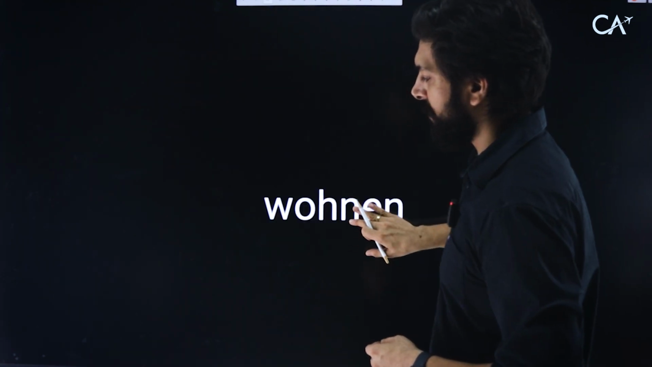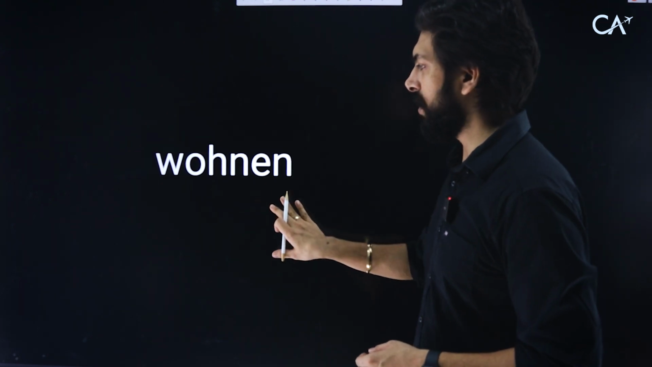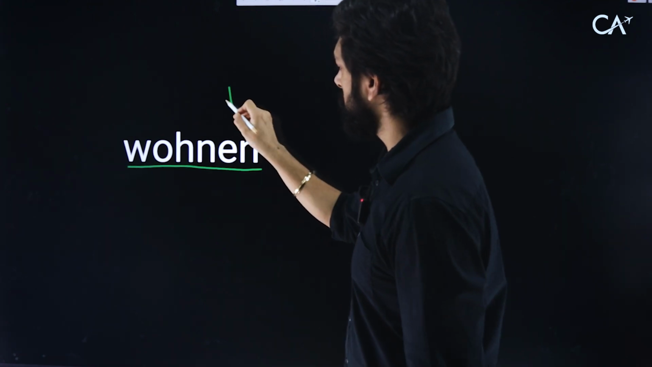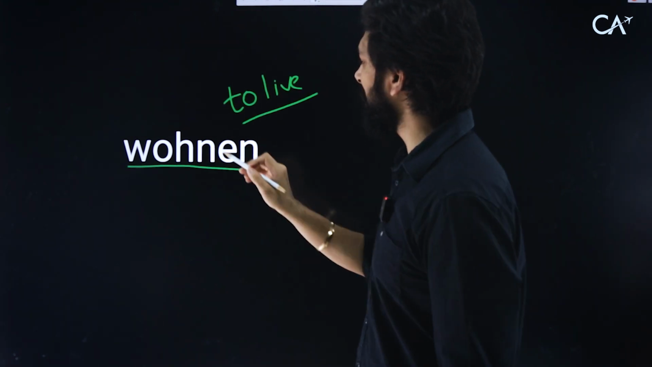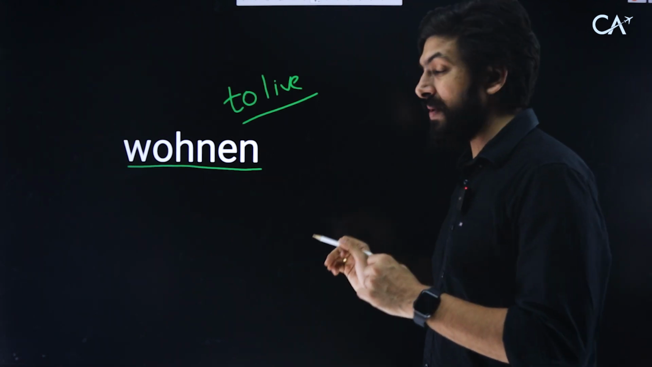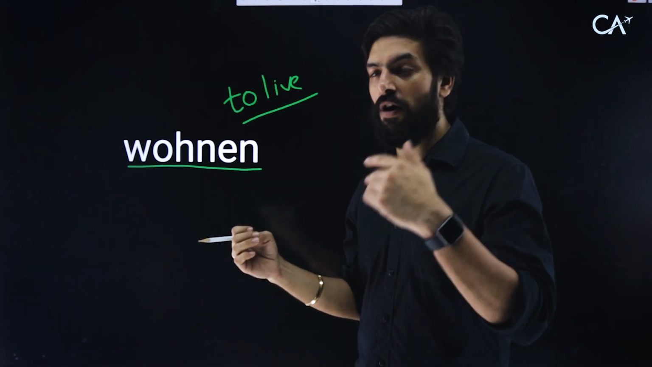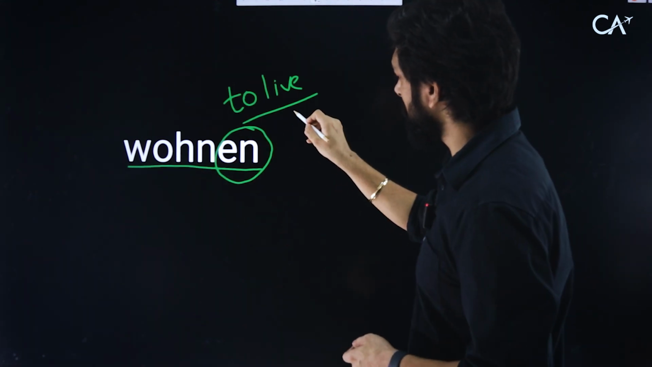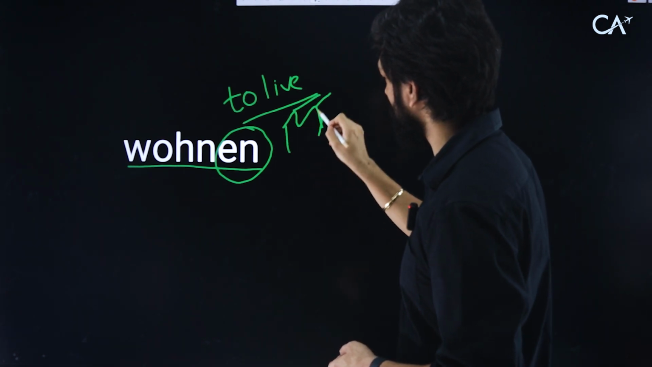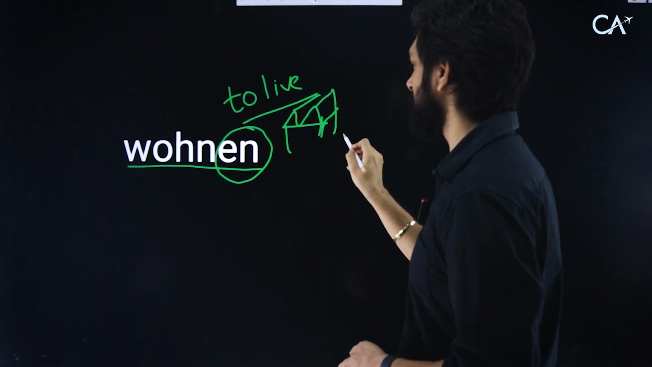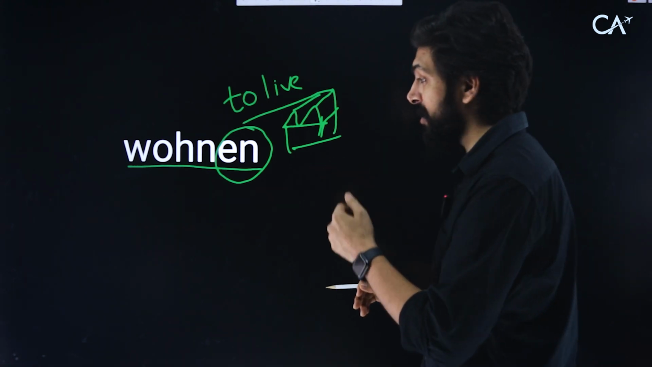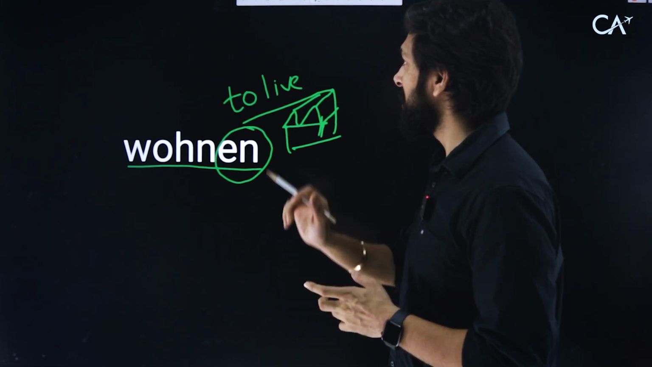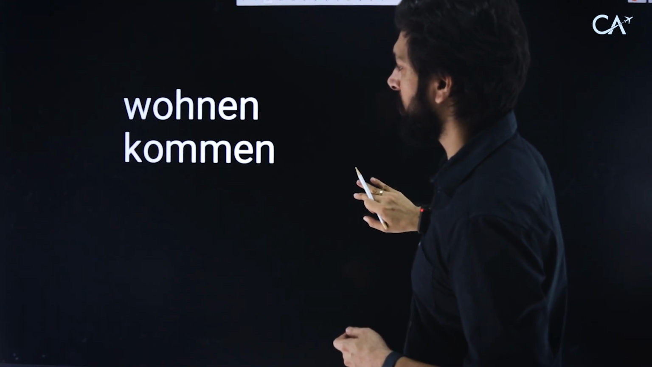Okay, let's have a look at the first one, and that is wohnen. What is wohnen? I think we have seen this earlier. Wohnen is to live. Remember, every verb in German, the infinitive form, will end with en at the end. How do I remember wohnen is to live? Because if I turn the first W, I can make my house like this. So this is wohnen. Where do I live? Wohnen, that is to live.